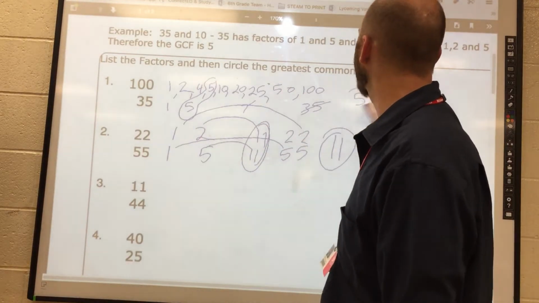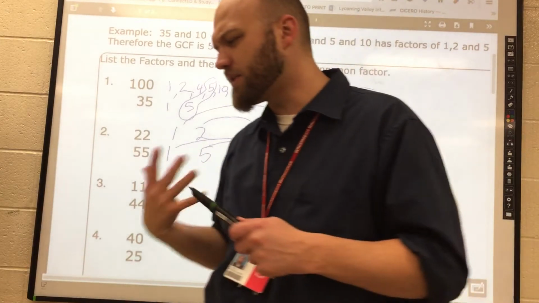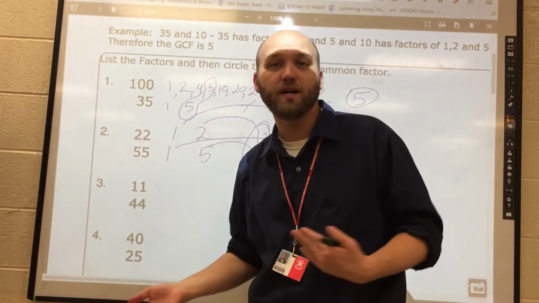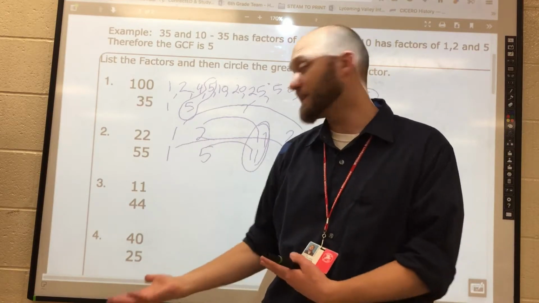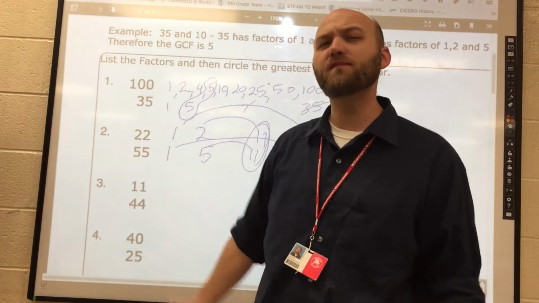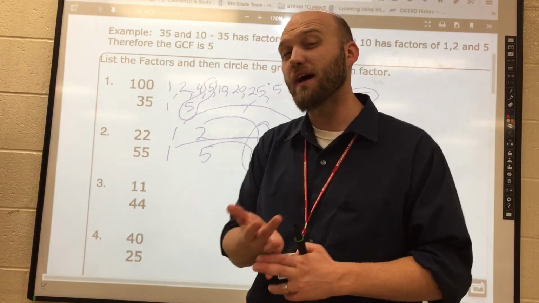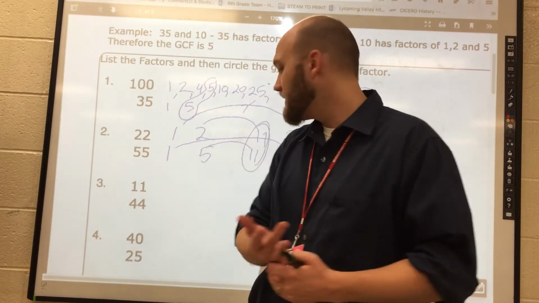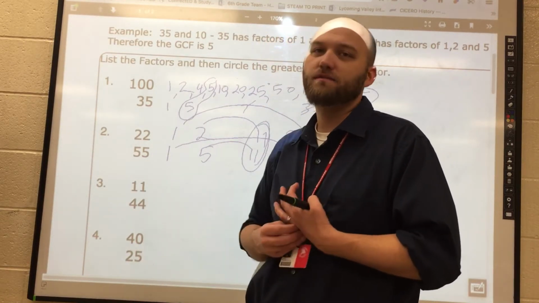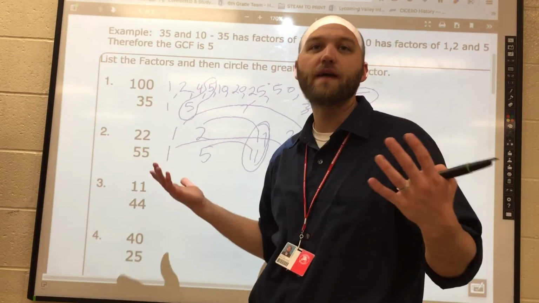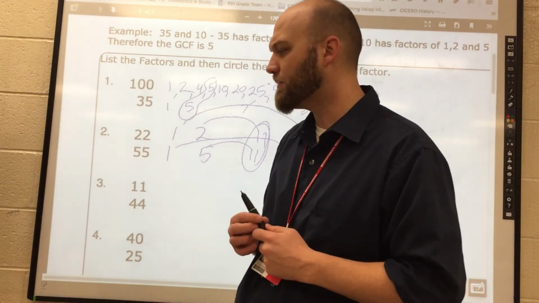I see that 5 is the greatest common factor of 35 and 100. And I start to see patterns too. So I know my factors of 11 are pretty simple. It's 1 and 11. Obviously between 11 and 44, greatest common factor would be 11 itself. Between 40 and 25, I notice that they both end in a 0 or a 5, which means that they both have 5 as a factor. So I know that 5 times 8 is 40, and I know that 5 times 5 is 25. 5 has to be my greatest common factor. So you can find those little clues as you're working through these.